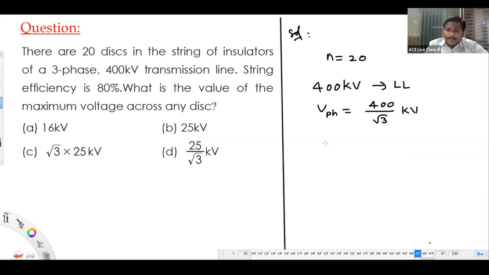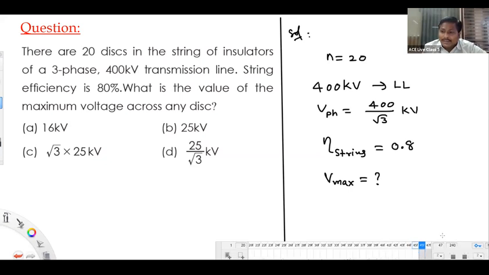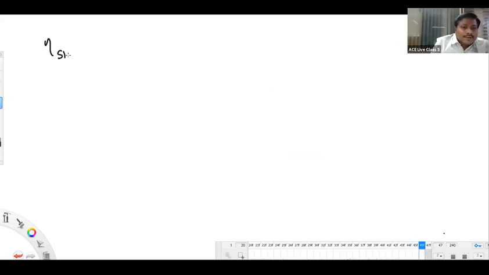And string efficiency is 80%, so you can write it as 0.8. And what is the value of maximum voltage across any disc, Vmax? You know the formula for string efficiency, right? That you use and find it. Simple thing. What is the formula for string efficiency? String efficiency equals total voltage across the string, that is V phase, divided by number of discs N multiplied with maximum voltage across any disc.